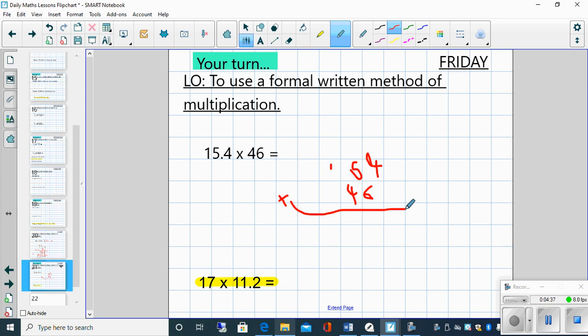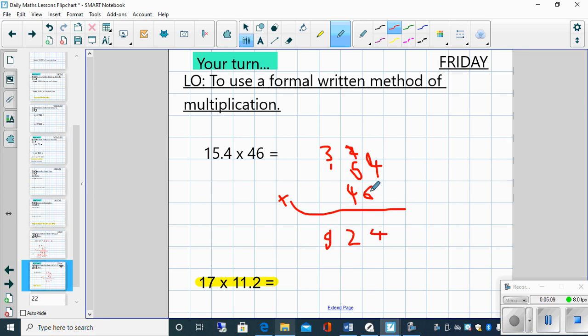So let's have a look to see what this is then. Well, we start in the ones column. 6 times 4 is 24. So we put our 4 here and we exchange the 2. 6 times 5 is 30, plus the 2 is 32. So the 2 goes here and we exchange the 3. 6 times 1 is 6, plus 3 is 9.